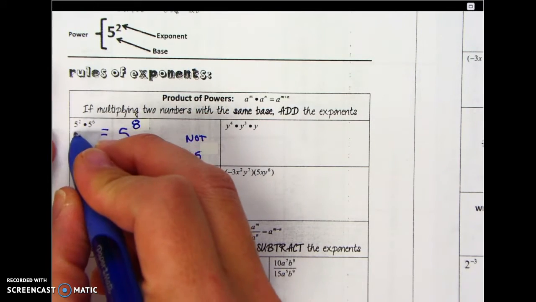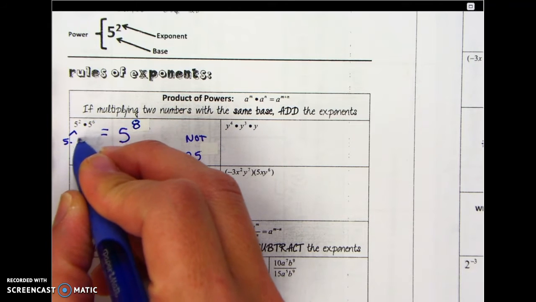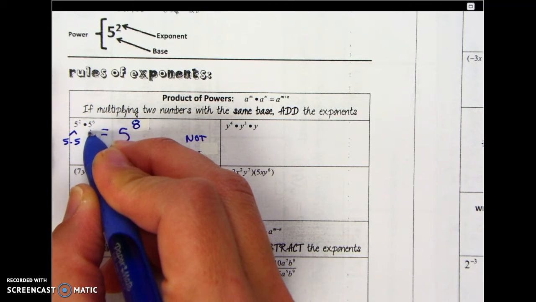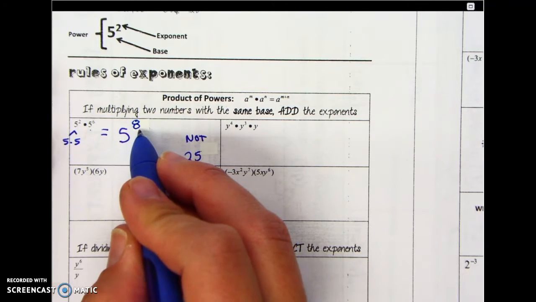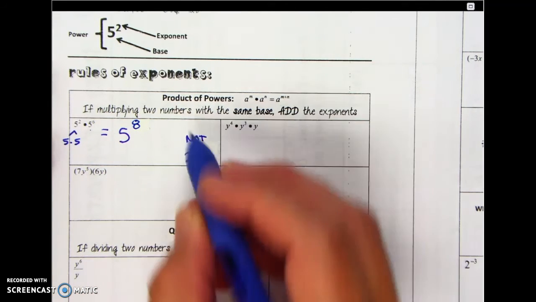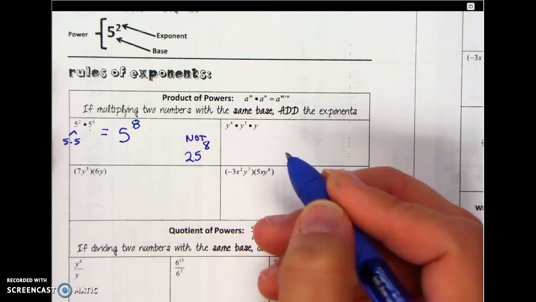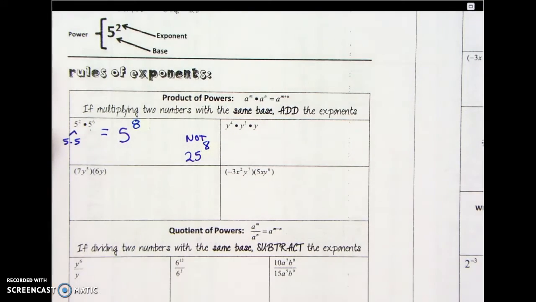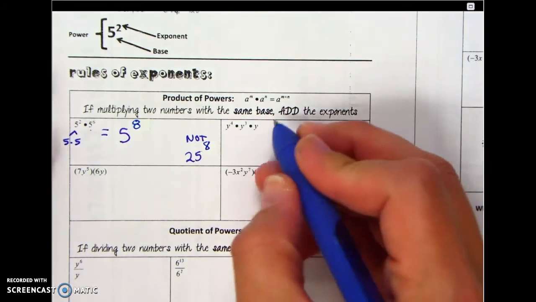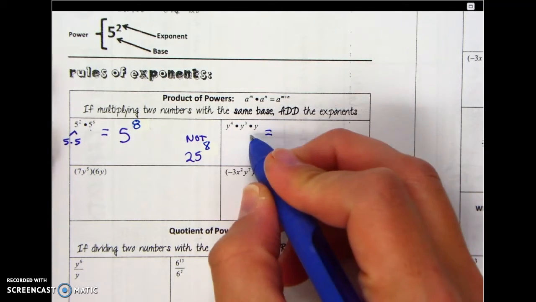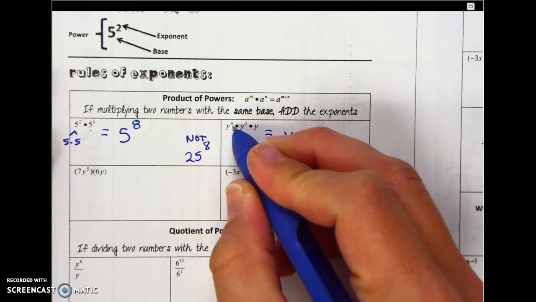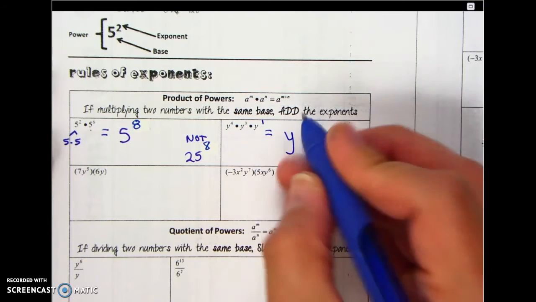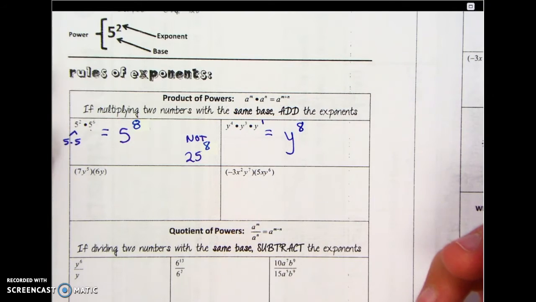Because what does this mean? This means 5 times 5, right? And this means 6 5s. So in the end, there's 8 5s. Are there 8 25s? No, so don't multiply the 5 times the 5 for that. All right, here we have y, so the base is going to be y. 4 plus 3 plus 1 is 8.